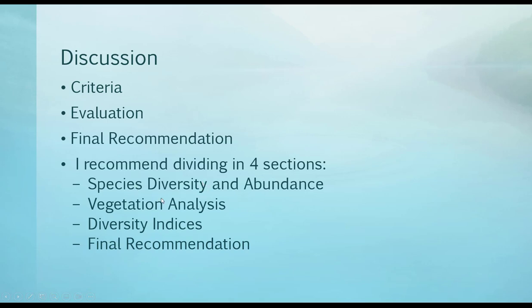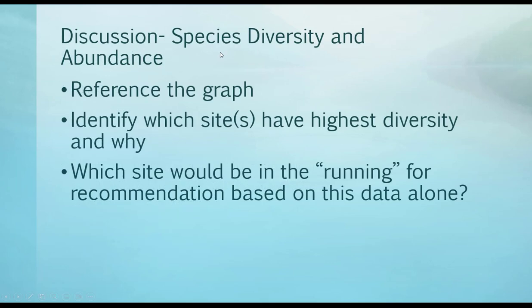So let's start with the first one, species diversity and abundance. We'll need to identify the criteria and evaluate it. Then we'll do the same for vegetation analysis and so forth. So the first one, species diversity and abundance, you'll want to reference the graph and identify which site or sites have the highest diversity and why.